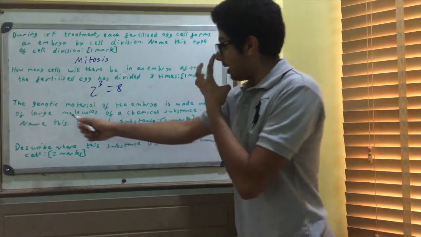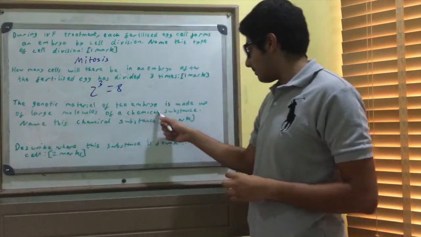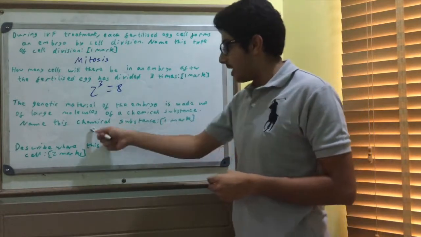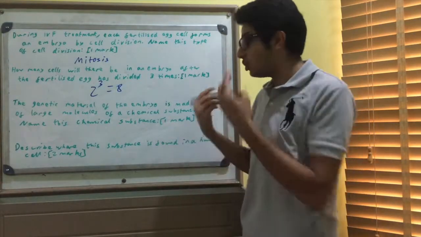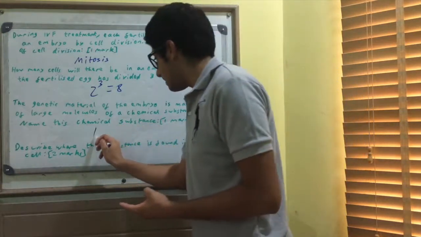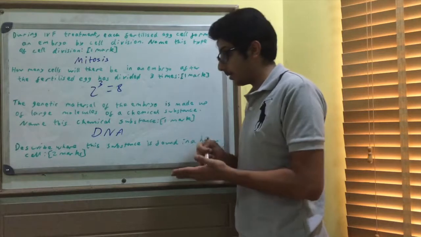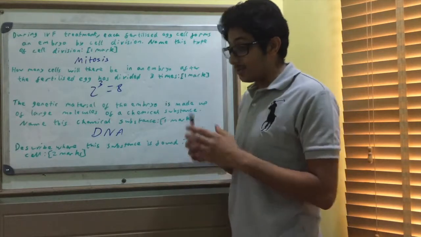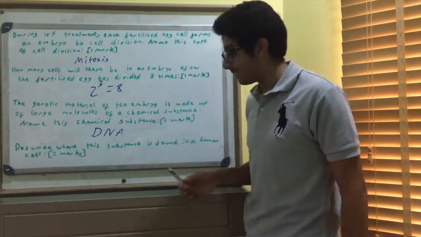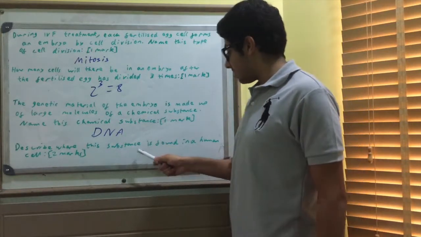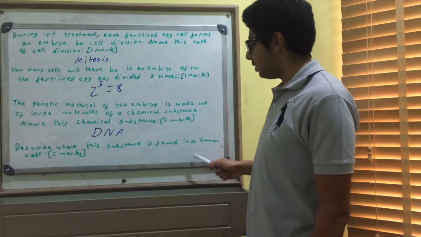Now, the genetic material of the embryo is made up of large molecules of a chemical substance. Name this chemical substance. This is just knowledge, no explanation. It's DNA, or deoxyribonucleic acid. If you're going to use that long word, then you have to spell it correctly. So just write DNA.